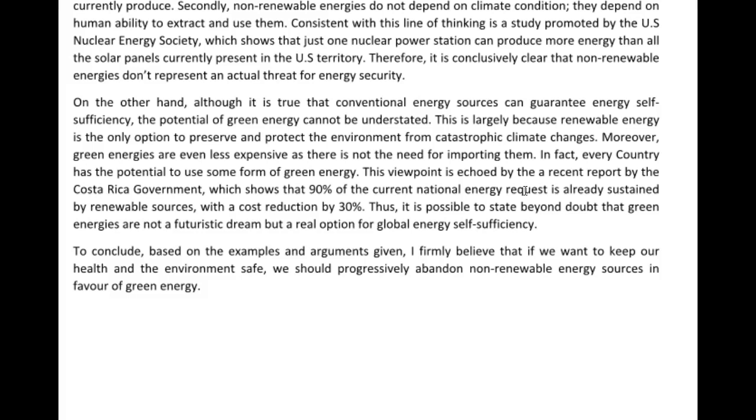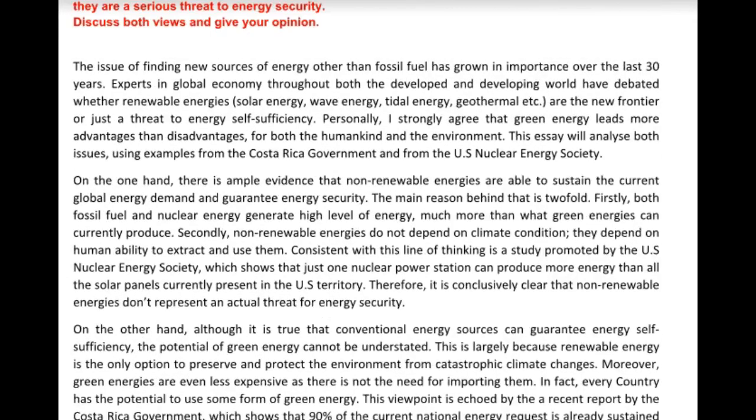To conclude, based on the examples and arguments given, I firmly believe that if we want to keep our health and environment safe, we should progressively abandon non-renewable energy sources in favor of green energy.